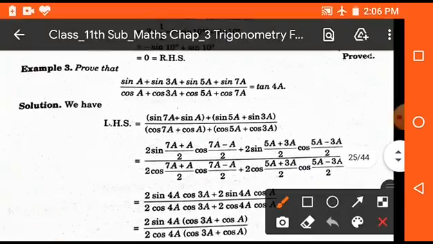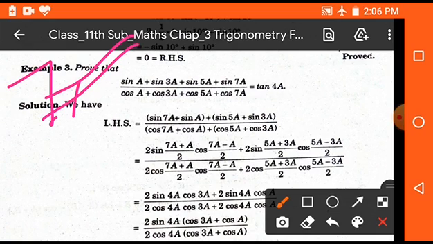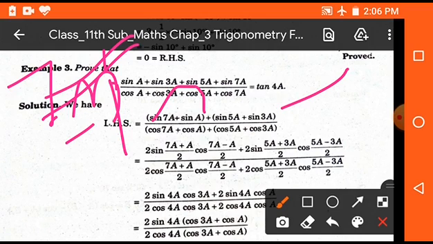Now the next question is, and this is an important question. The question is (sin A + sin 3A + sin 5A + sin 7A)/(cos A + cos 3A + cos 5A + cos 7A) is equal to tan 4A. Here we have to arrange terms like sin 7A and sin A, sin 5A and sin 3A, because we have to make the angle 8A. In the same way we will arrange the terms according to the numerator.